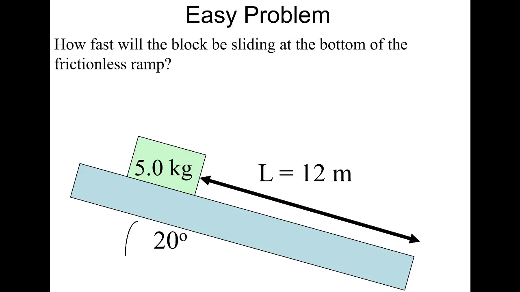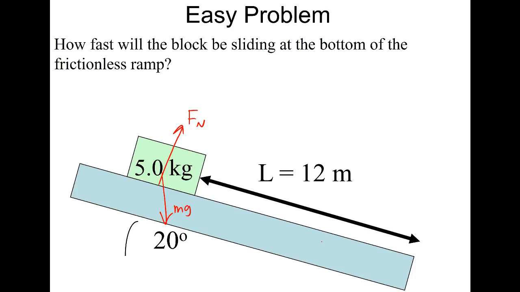Okay, so here's our first example. We want to know how fast this block is going to be sliding at the bottom of the ramp. And so we're going to try to apply that problem-solving strategy that I talked about in the second video in this series. And remember that the first thing is to identify the object. In this case, it's the block. And the next step is to draw the forces, okay? So we are going to have the force of gravity, mg, going to have the normal force, Fn, and there's no friction, so we don't have to worry about that.